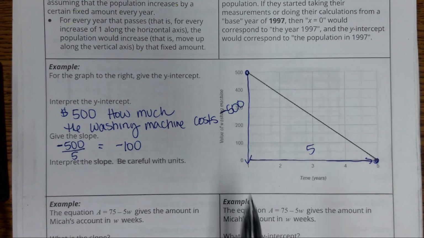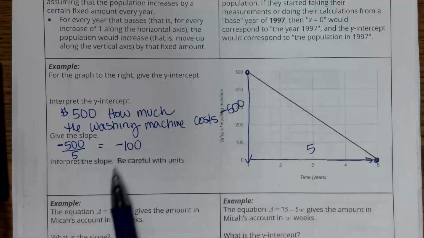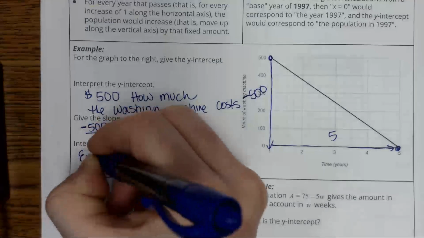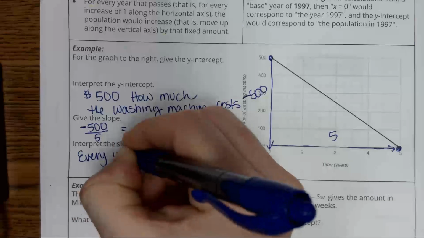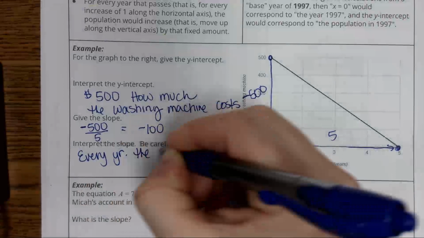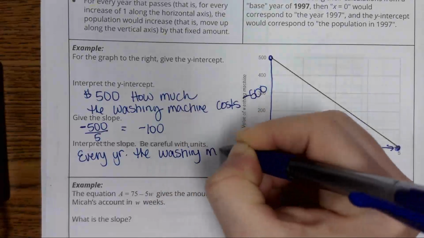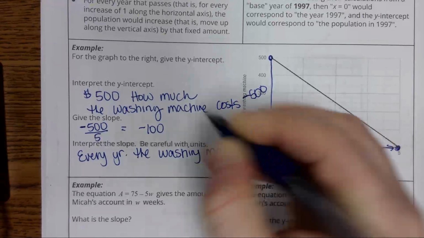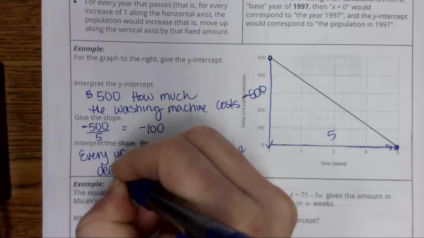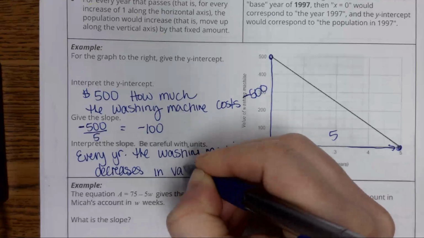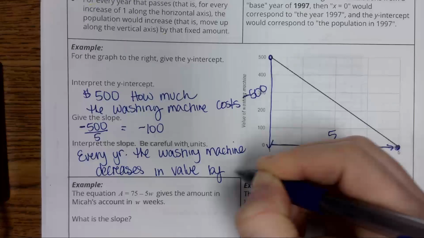Every year, the washing machine decreases in value by $100. Very good. Every year, the washing machine decreases in value by $100.